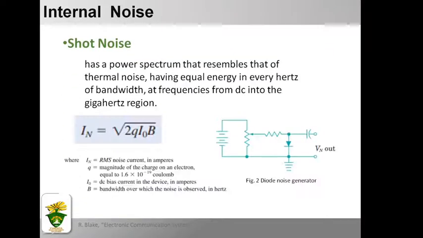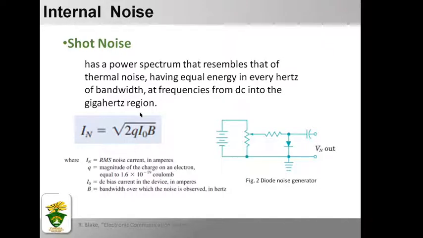And we're now back to another category or type of noise. This type of noise has a power spectrum that resembles thermal noise, having an equal energy in every hertz of bandwidth at frequencies from DC into gigahertz. However, the mechanism that creates shot noise is different.